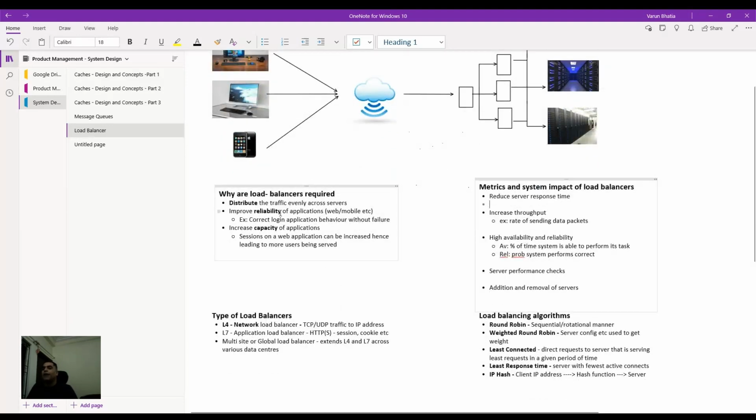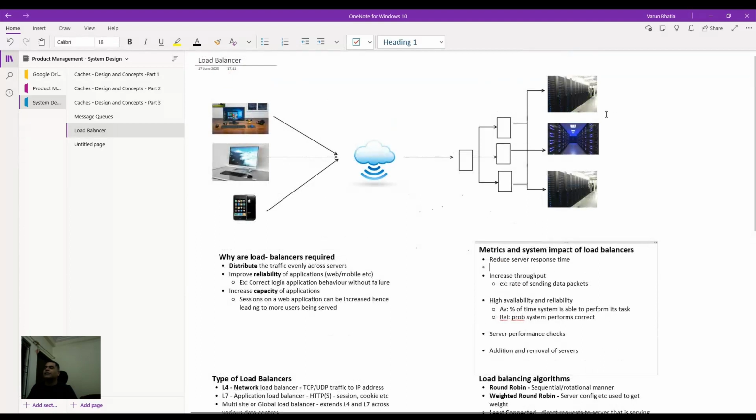So why are load balancers required? As we mentioned, they distribute the traffic evenly across these servers. Servers are your last stage that you can think of. Load balancers are these cute tiny little boxes that are actually distributing the traffic that is coming through the internet, right?